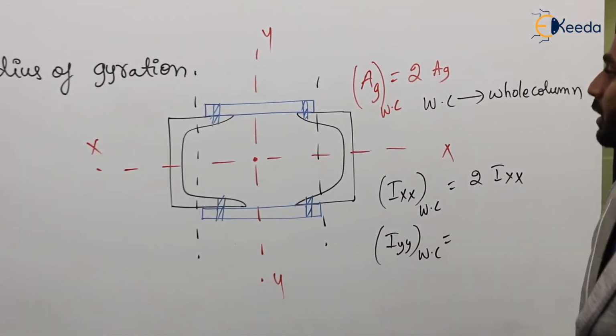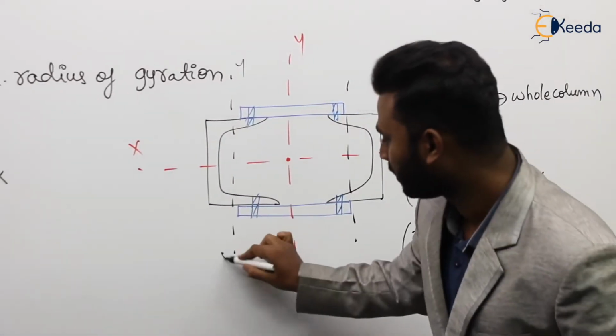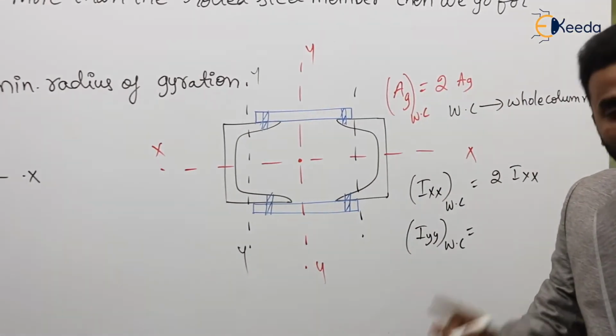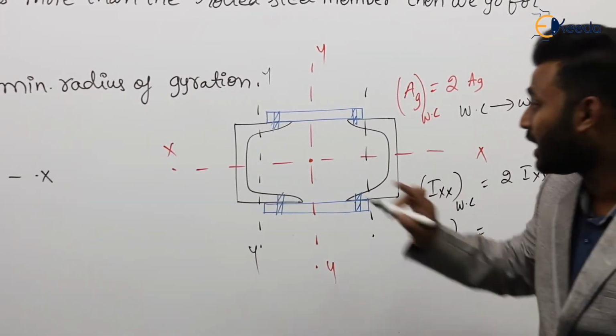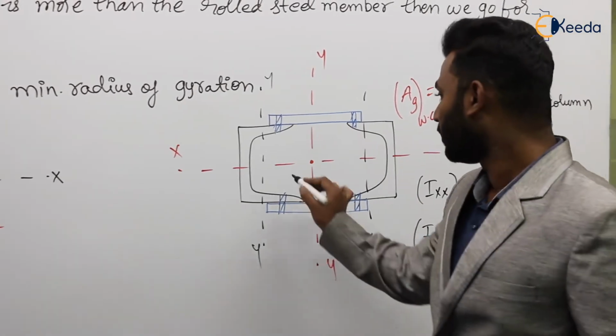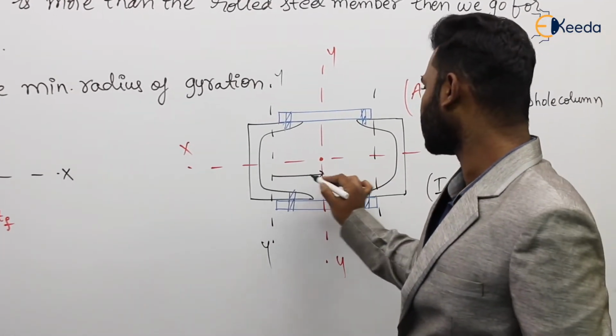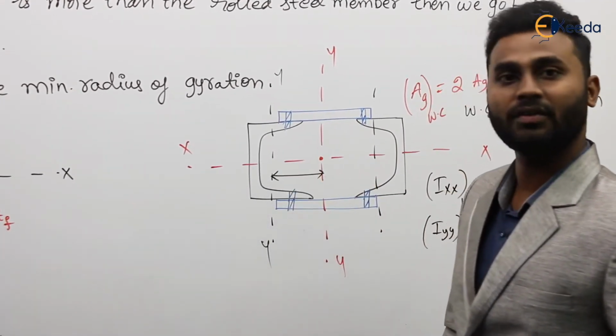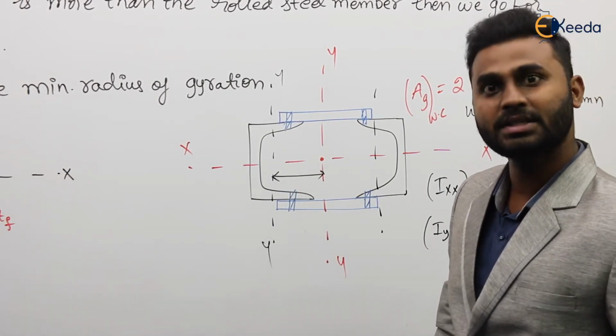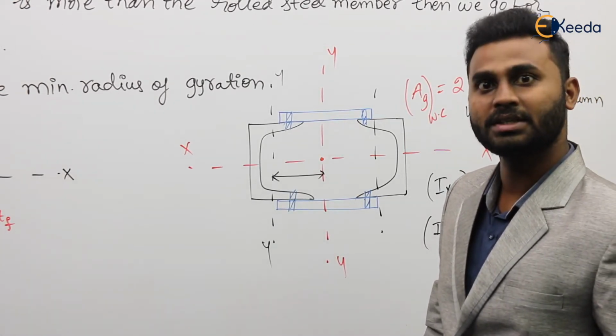How to find it? So this is the Iyy for the component. Agree or not? Now we want the moment of inertia about this. So for this we require this distance. Yes or no? So how to calculate this distance? Tell me how to calculate this distance.